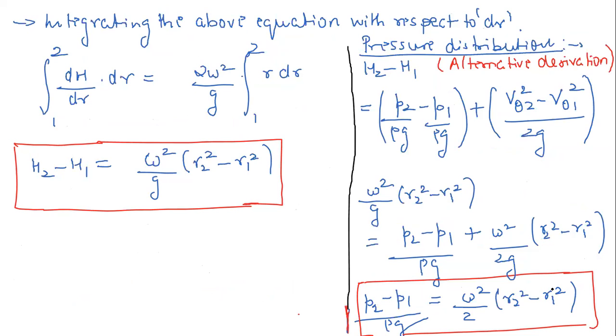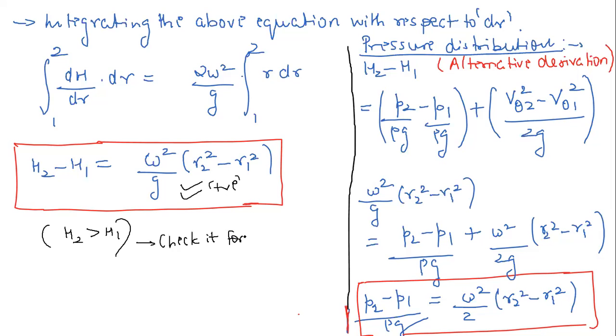So let's see the energy distribution as well. Now you have to multiply this with dr and just integrate it between 1 and 2. Finally you will get this energy distribution, very easy: H2 minus H1 will be equal to omega square by g times (R2 square minus R1 square). This term on the right hand side will always be positive. So we can say that H2, the energy at point 2, will be greater than the energy at point 1. Now check it for a free vortex flow.